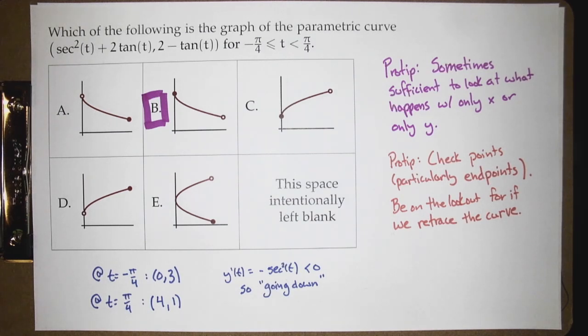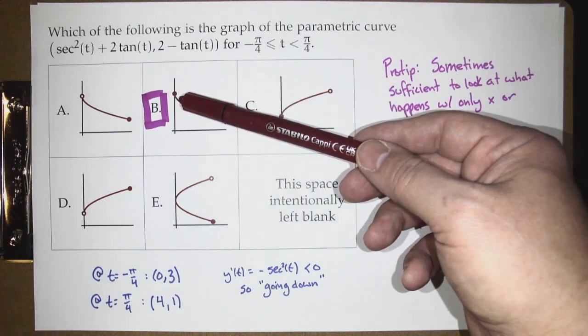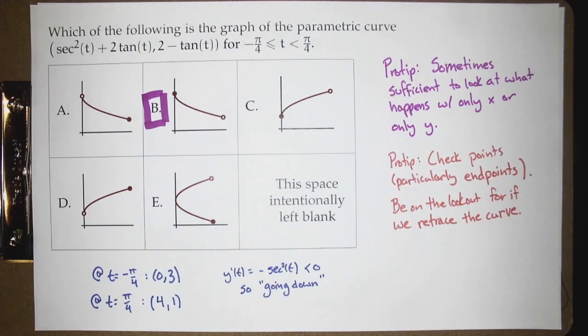So what satisfies all of those? And the answer is B. And you can check, we do match, we start at (0, 3), and then we go downhill to (4, 1), and that's pi over 4. All right, good. Well, any questions on that one?